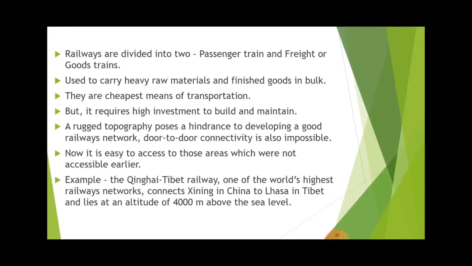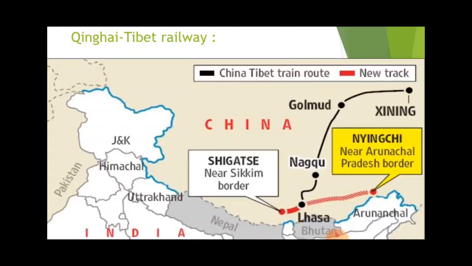Means from sea level it is at an altitude of 4,000 meters. Now you can see the picture of where it is connected from Lhasa to Xining in China. Lhasa is in Tibet and Xining is in China. So this is the train route that you can see, the black one. It is used to connect Tibet to China.